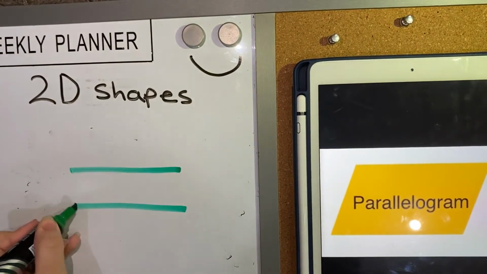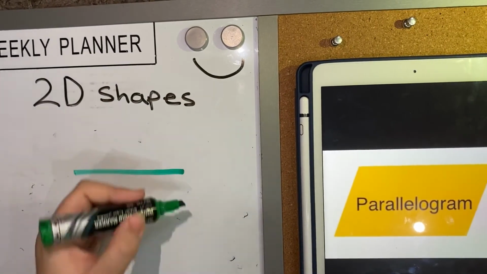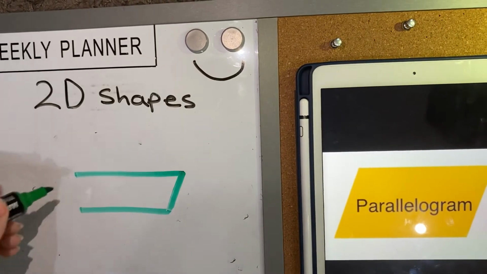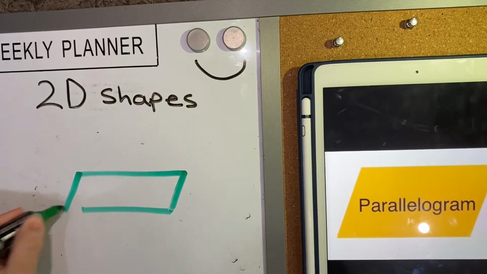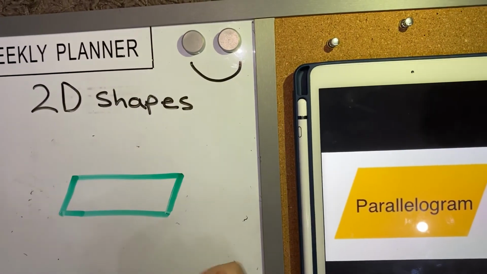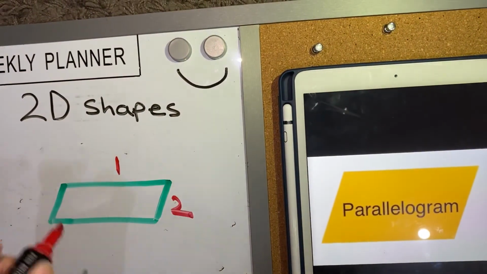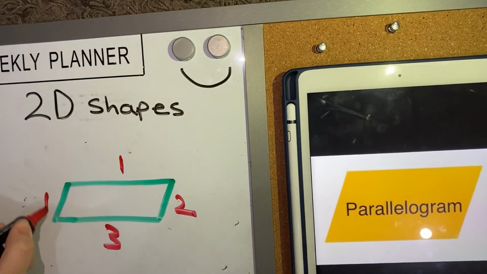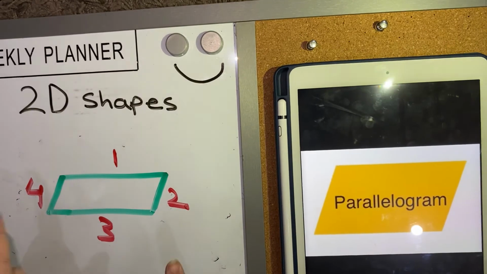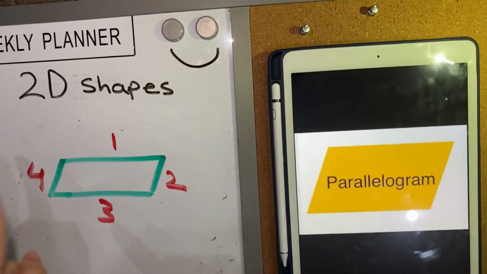Let's see how many sides it has. Draw it like this, and make it like this, and like this. This is how the parallelogram looks. Let's count how many sides. 1, 2, 3, and 4. 4 sides. Remember, the parallelogram has 4 sides, okay?